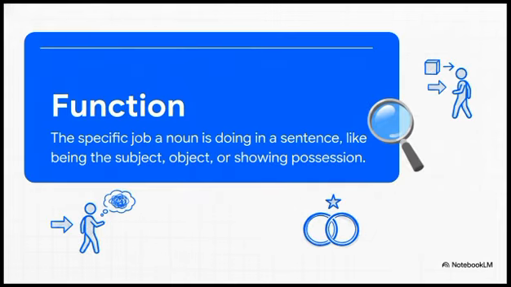That phrase, grammatical relationship, can sound a little intimidating, but all it really means is the noun's job. What is it doing in the sentence? Is it the one performing the action, like the subject? Is it the one receiving the action, like an object? Or is it maybe showing who owns something? That's its function, the role it's playing.